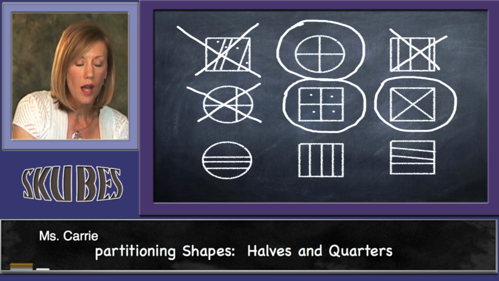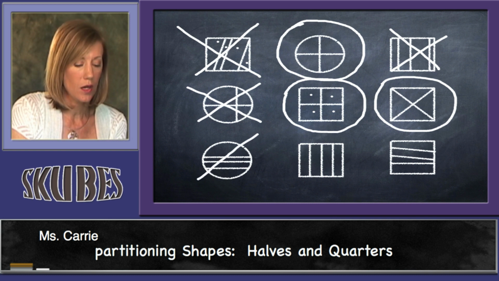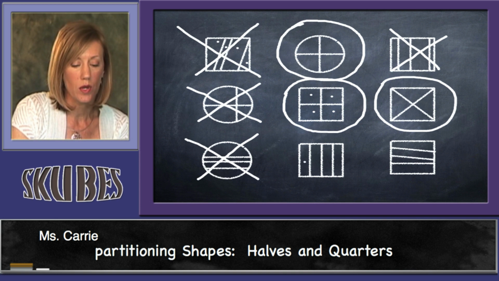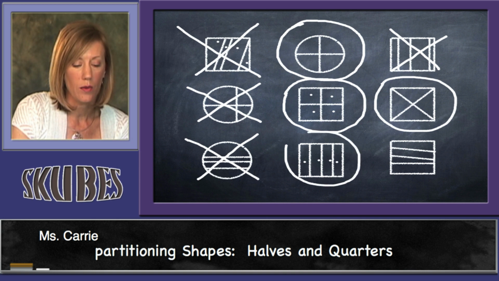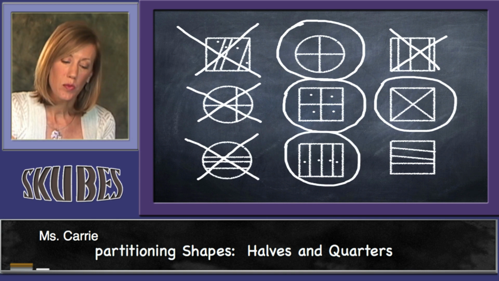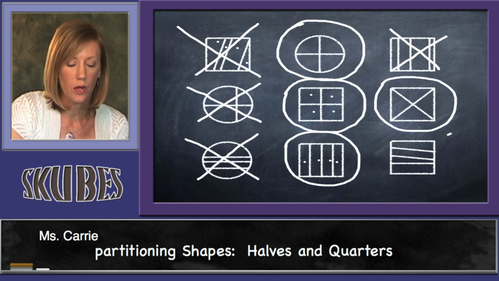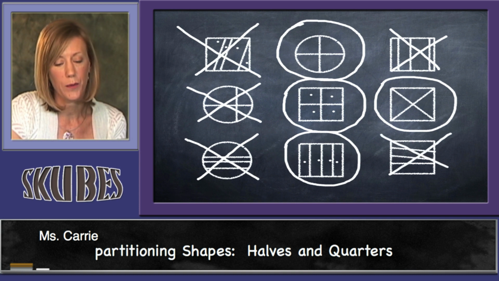This one, this circle has 4 pieces, but they're not equal. This square has 4 pieces, 1, 2, 3, 4, and they are equal. So that one counts. And this last piece, we have kind of diagonal lines and straight lines, so it's not equal. So that one doesn't count either.